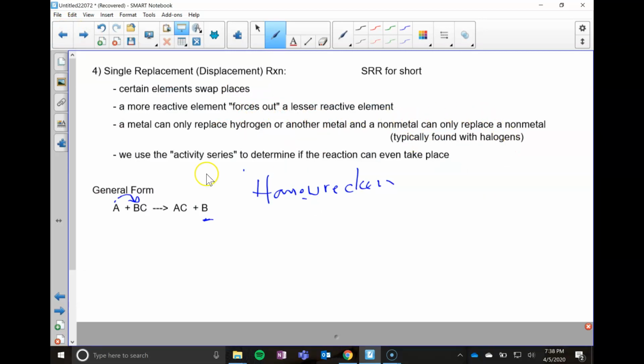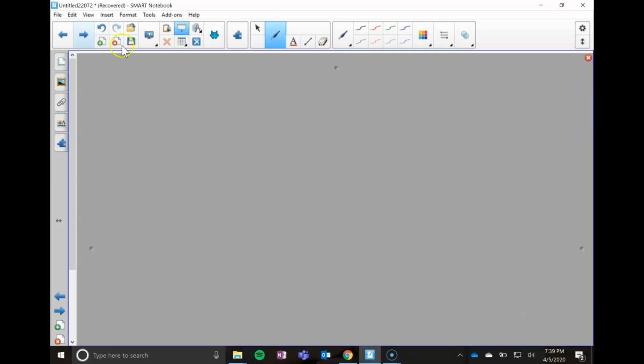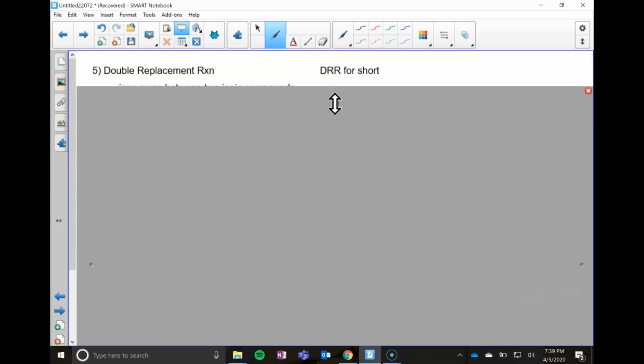Non-metal can only replace a non-metal, and we have to use that activity series to see if that can happen. Now, that activity series is only used for single replacement reactions, okay? All right, let's move on to the last one, and this is the one that tends to be the most complex out of all the reaction types.